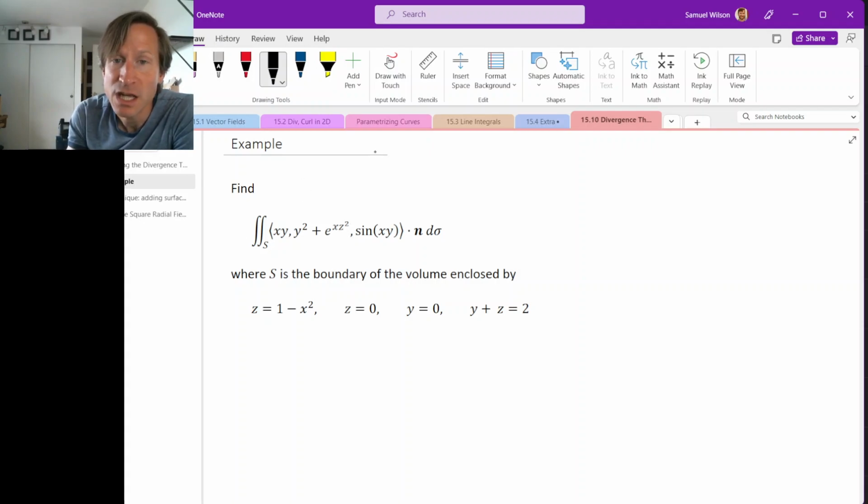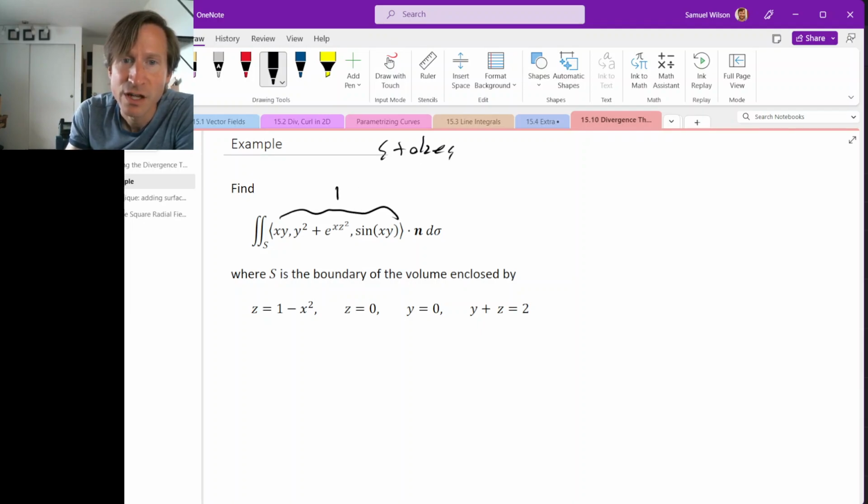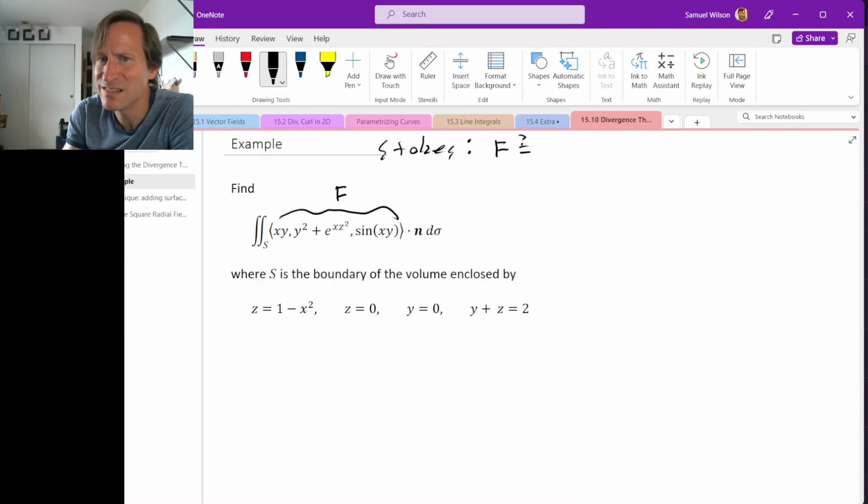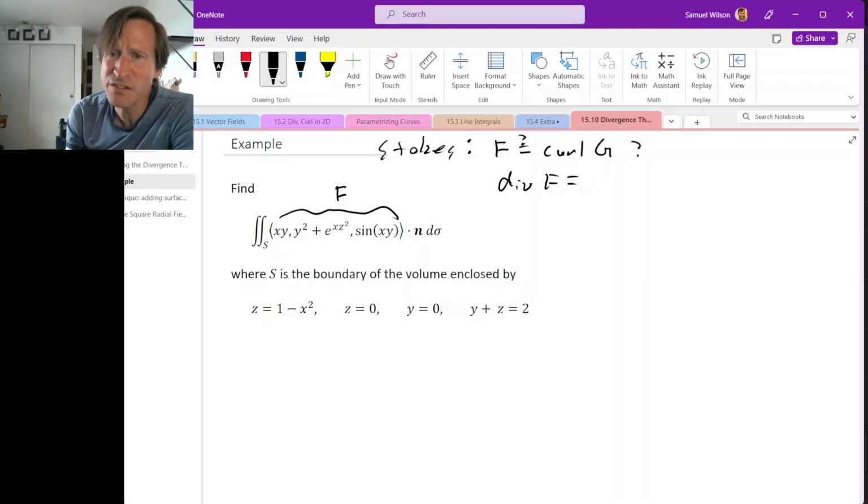Well, if we're thinking about using Stokes, so let's call this vector field F. If we're thinking about using Stokes, the surface integral that shows up in Stokes' theorem is the surface integral of a curl. So we have to ask ourselves, is our vector field the curl of some other vector field? And there's a nice way to tell if it is. Remember, if it were the curl of something, then its divergence would be 0, because the divergence of the curl of something is always 0. So we could just calculate the divergence of this vector field and see if we get 0.